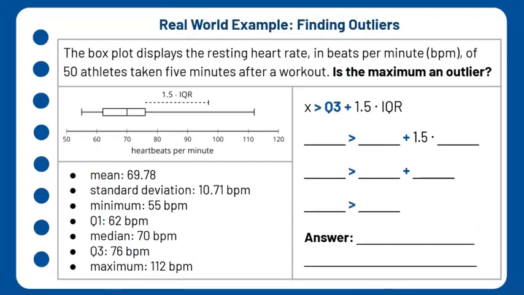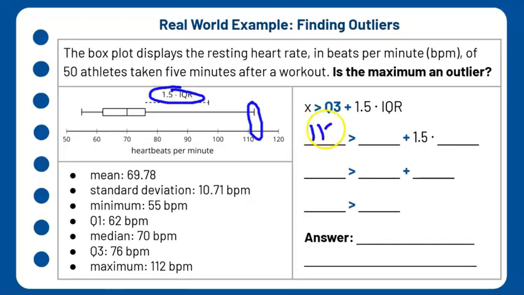Now we're going to take a look at a real-world example. This box plot displays the resting heart rates in beats per minute, BPM, of 50 athletes taken 5 minutes after a workout. Is the maximum an outlier? We also see our summary statistics below the box plot. Let's take a look at that maximum. We can see the maximum is 112. We can also see that that maximum is more than 1.5 times the IQR plus Q3, because Q3 is right here. So by the looks of it, it is an outlier, but let's double check.